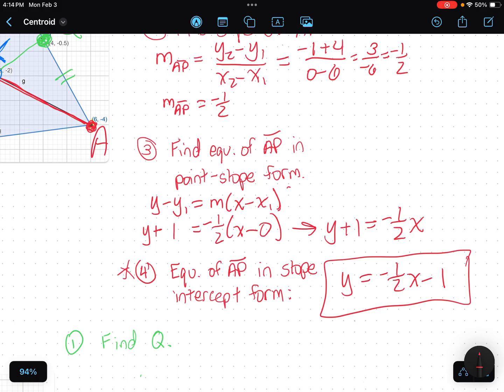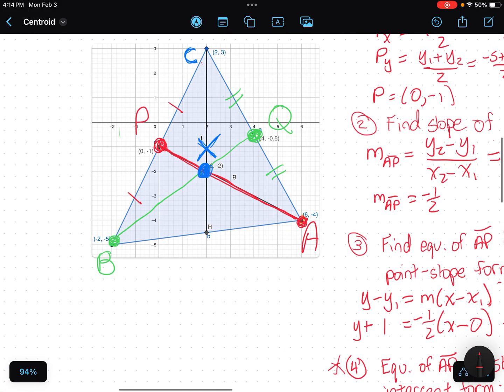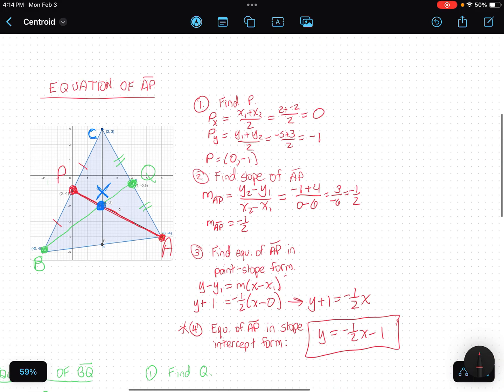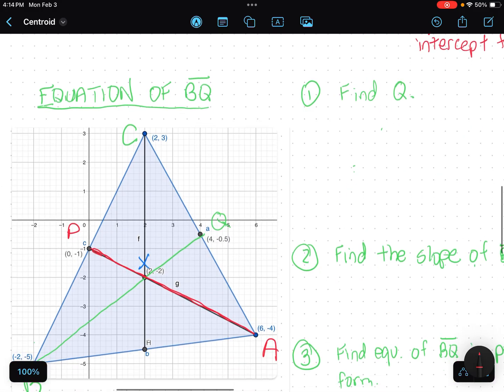So that's it. I'm done with AP. I'm done with the red segment here. Now I'm going to find the equation of BQ, basically by repeating all of these steps and using the green segment and the green points. So let's kind of move down to that.